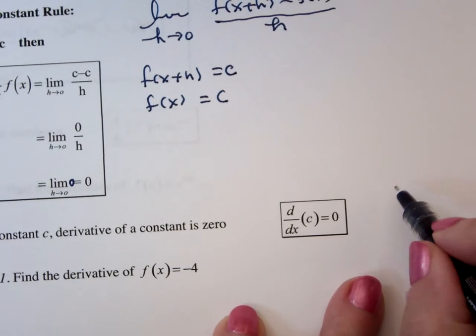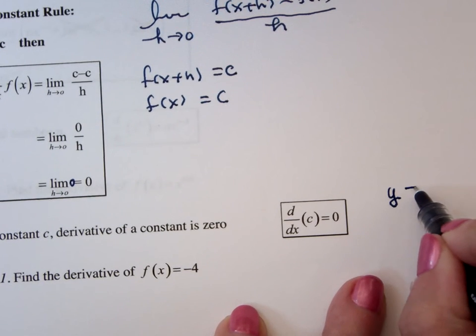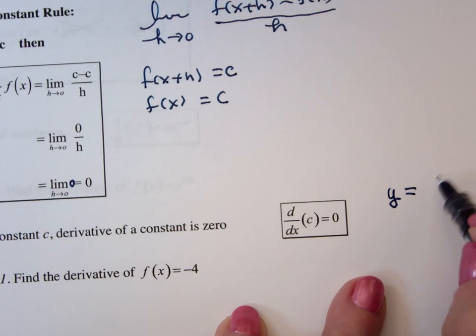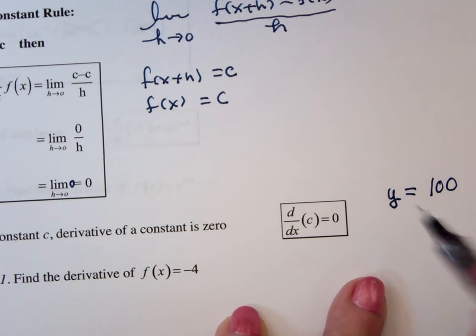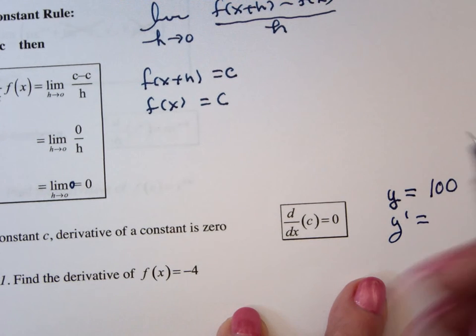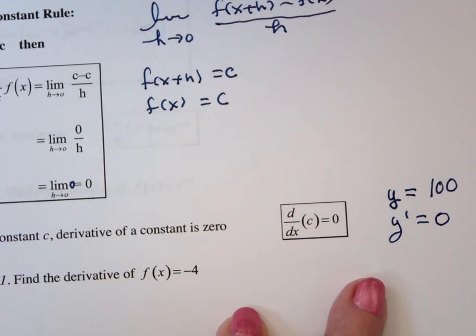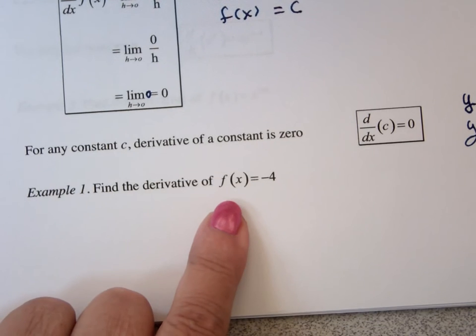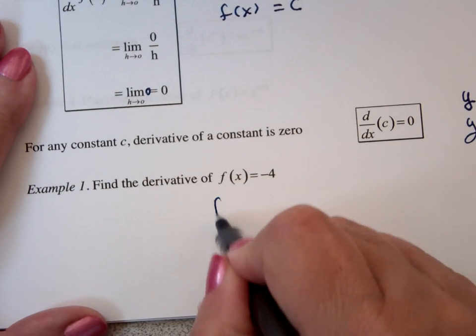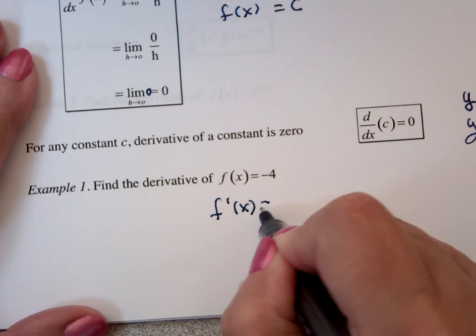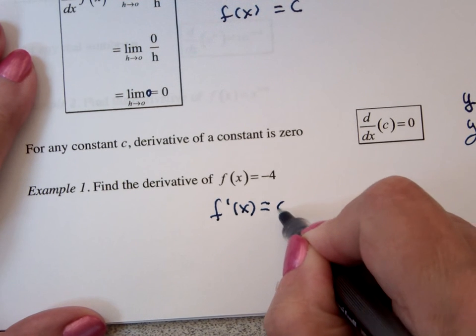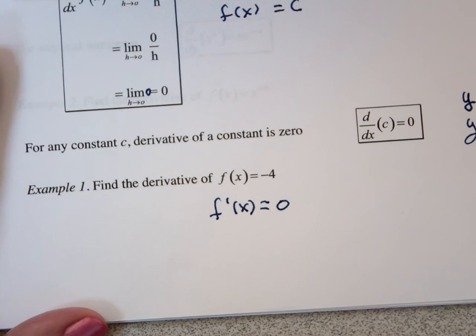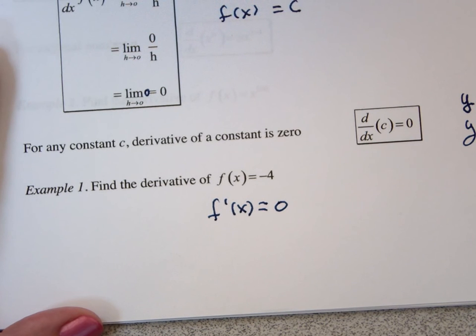Or if I'd say, for example, if y equals 100, y prime is what? 0. Yeah. The derivative of any constant is 0. If f of x equals -4, then the derivative, f prime of x, is 0. Because the derivative of a constant is 0.